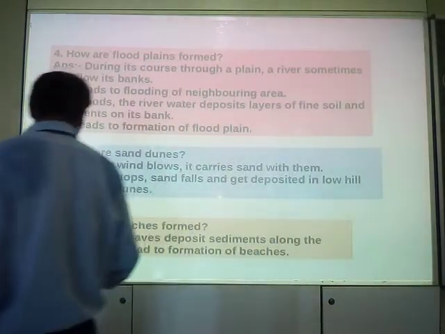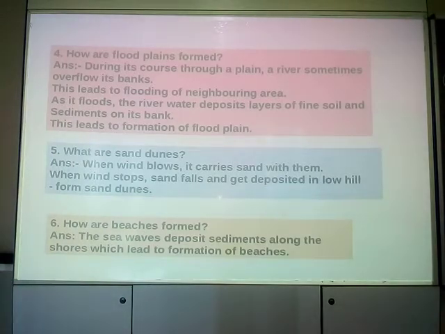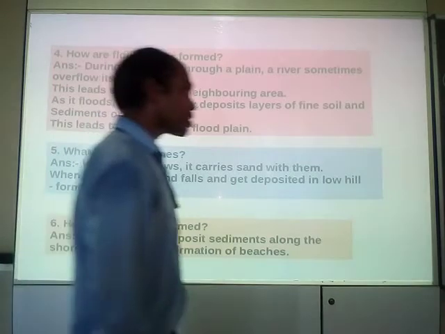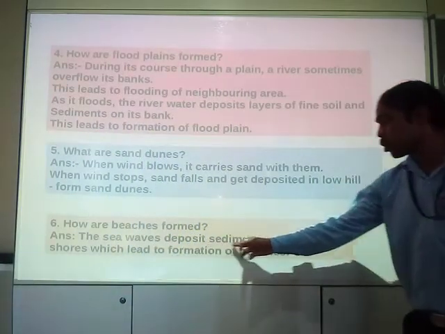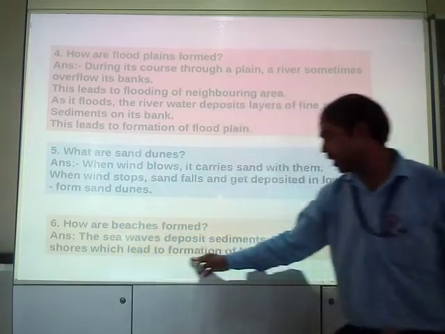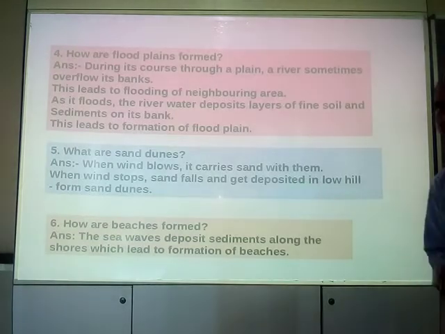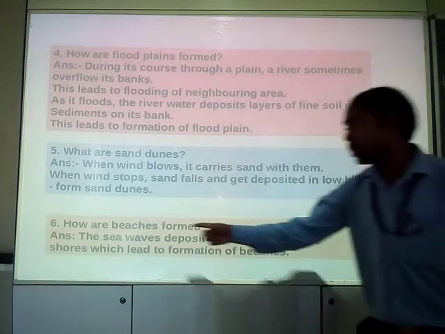Now another question is, how are beaches formed? The sea waves deposit sediments along the shores which lead to formation of beaches. I have already explained to you. I don't think these need to be clarified.